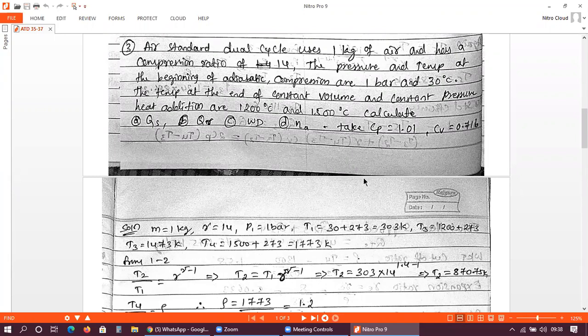See, it is a very simple problem, and this problem is asked in your external. The same problem I have taken for a reference. If you are having any doubt, you can ask me.